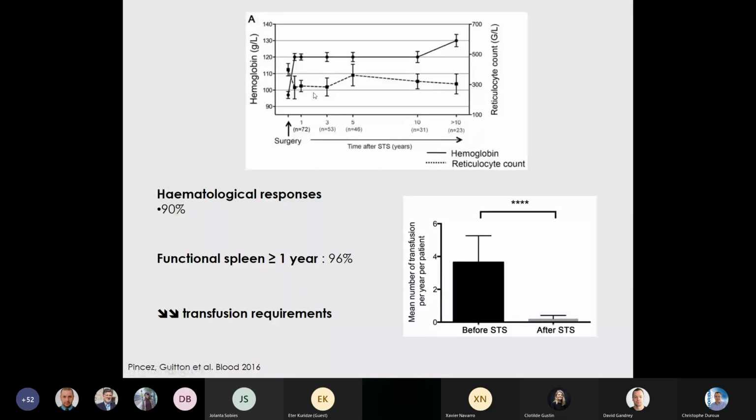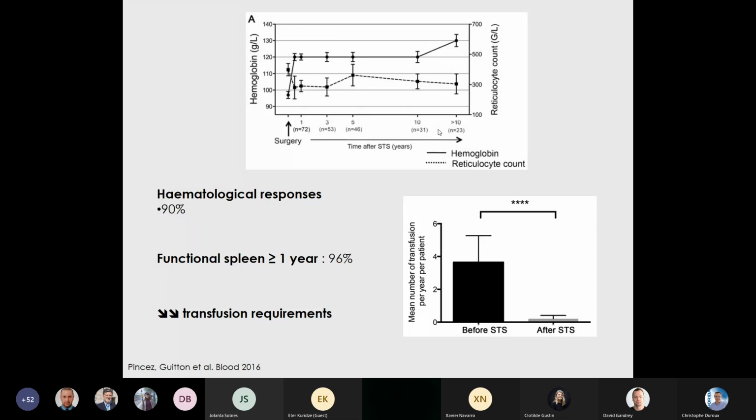But what is important to keep in mind is that this reticulocyte count remains high. There is some spleen tissue left, you have spherocytes, so you have a persistent hemolysis. But whatever, the transfusion requirement for the children that were transfusion dependent was decreased strongly after this partial splenectomy. There is a very important efficiency in terms of transfusion reduction in the children. And in 96% of these cases, the spleen was functional after this partial splenectomy after 1 year. So these are the good points of this technique.